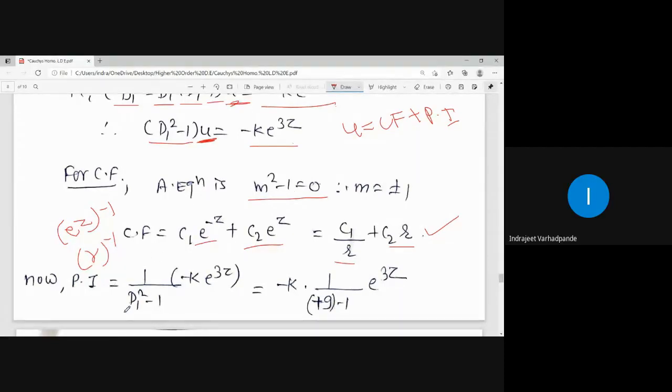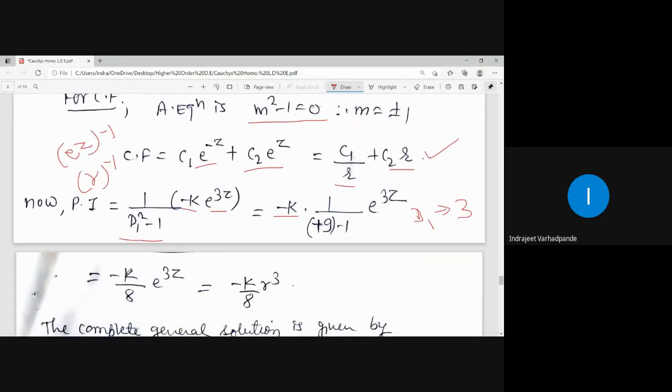So PI is 1 upon (D1 square minus 1) operated on minus k e to the power 3z. Minus k is constant, outside. Comparing with case number 1, replace D1 by 3. So 3 square minus 1, that is 9 minus 1, which is 8. So it becomes minus k by 8 e to the power 3z, which is equal to minus k by 8 r cube.